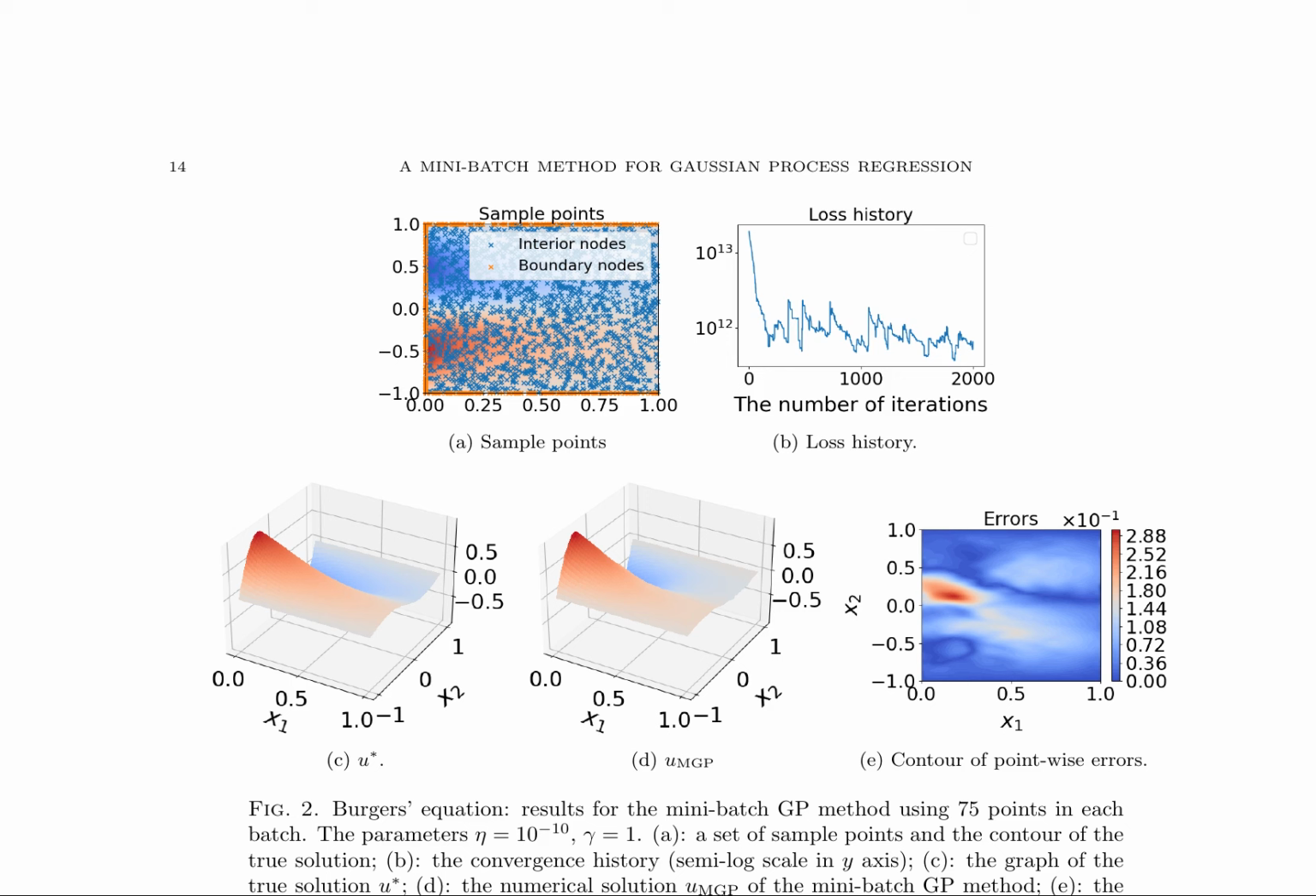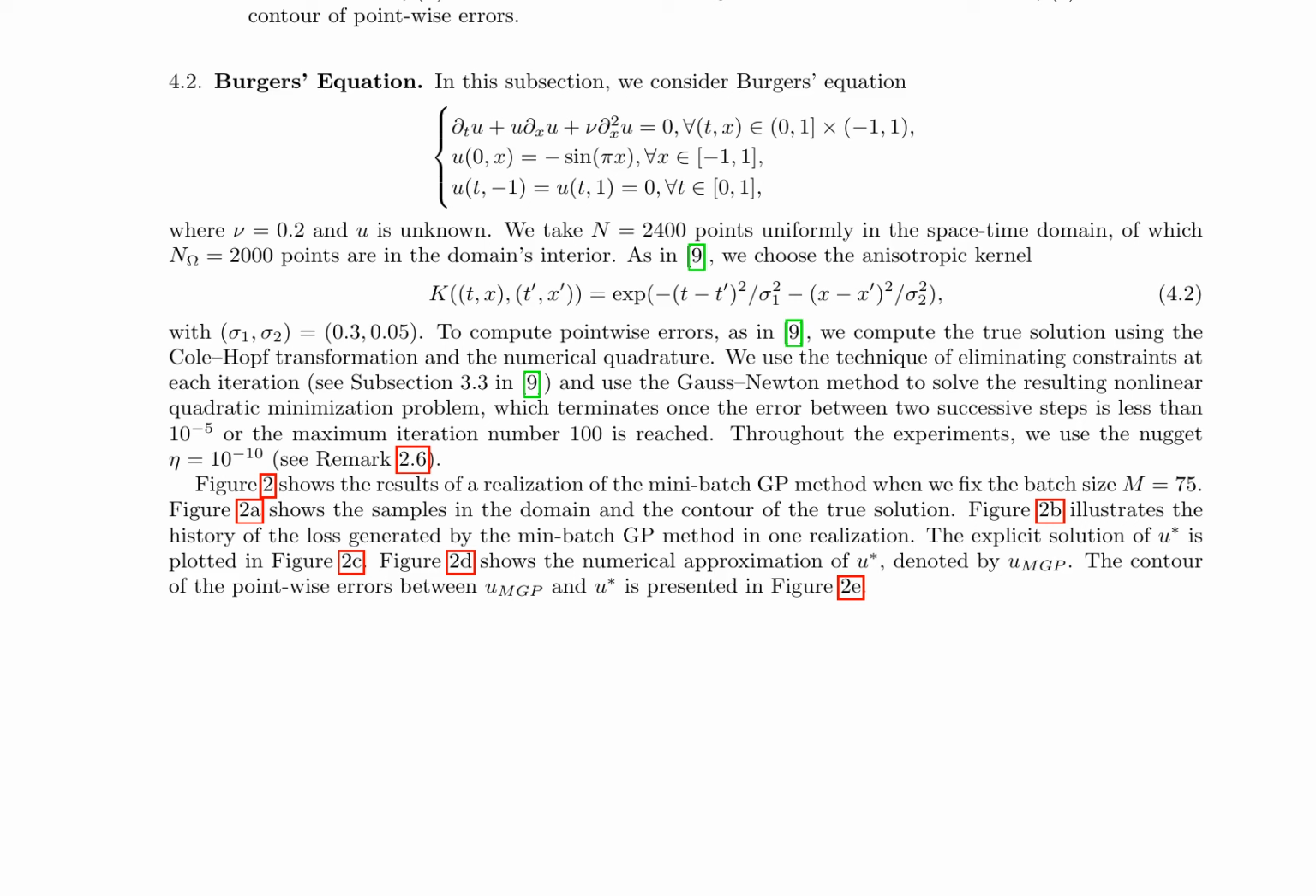The Gauss-Newton method is employed to solve the resulting nonlinear quadratic minimization problem, terminating when the error between two successive steps is less than 10 to the power of -5 or after a maximum of 100 iterations. A nugget value of eta equals 10^-10 is used. Figure 2 illustrates the results of a mini-batch GP method realization with a batch size of m equals 75.